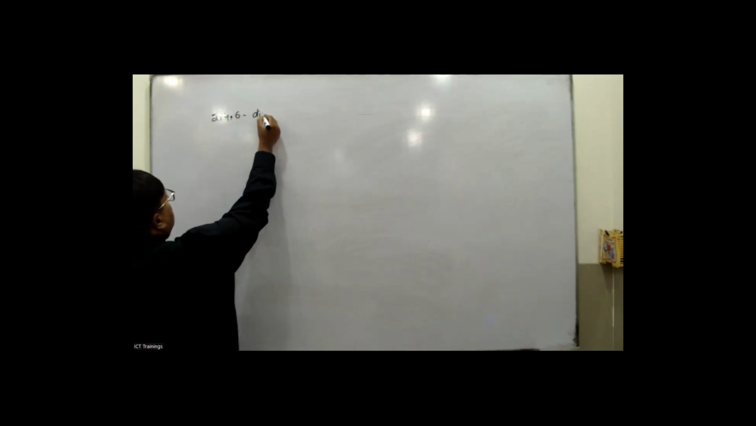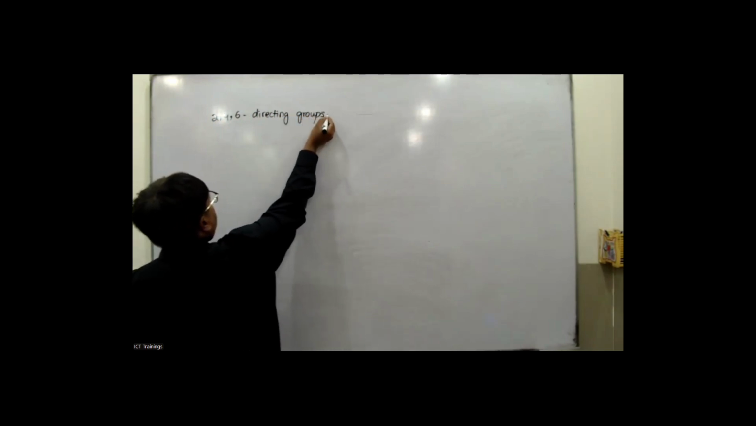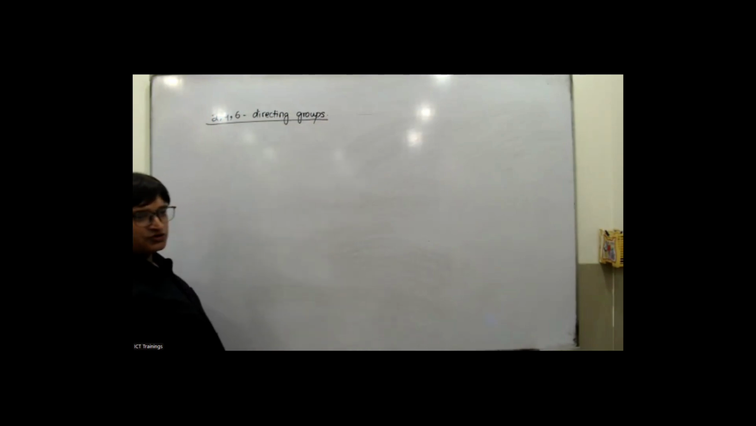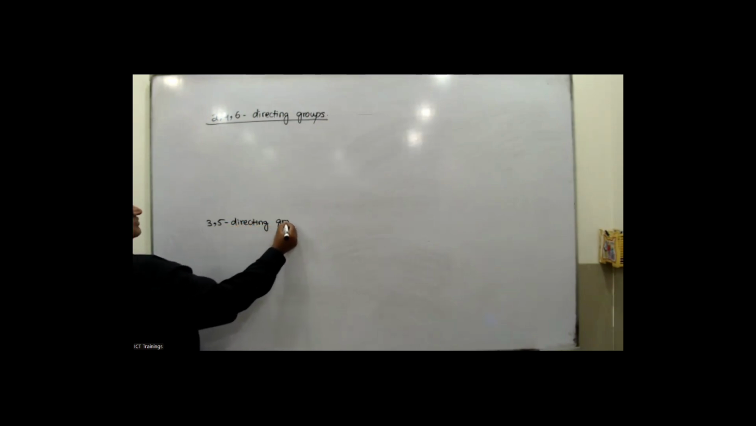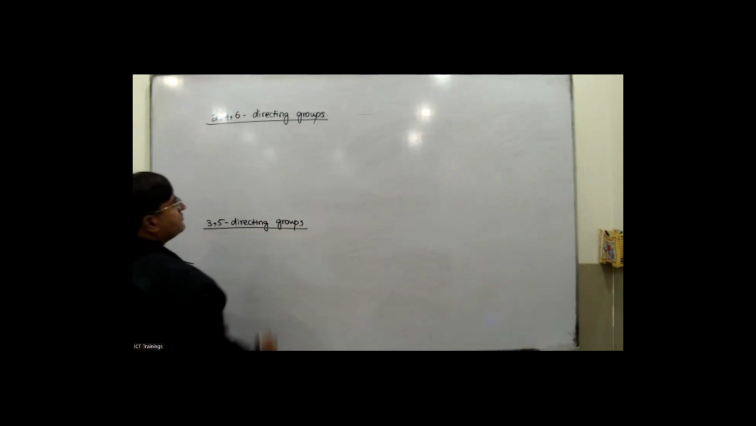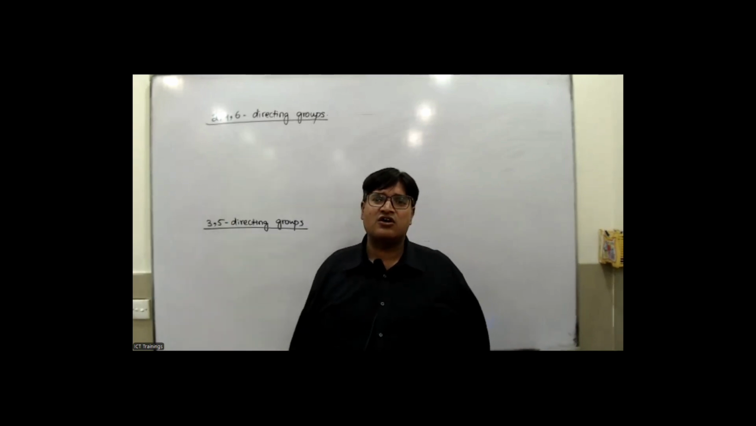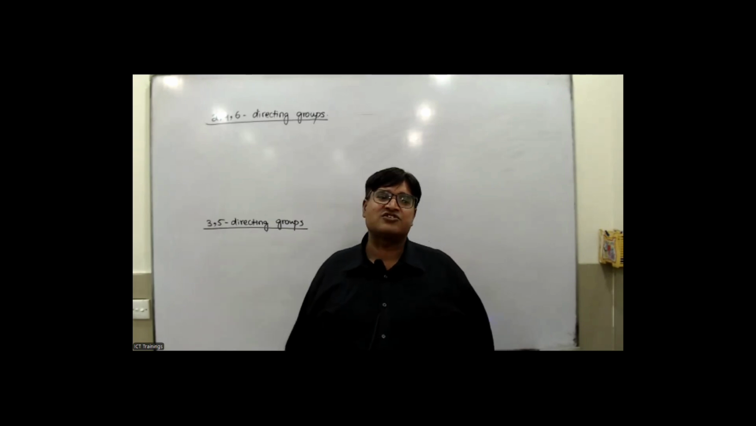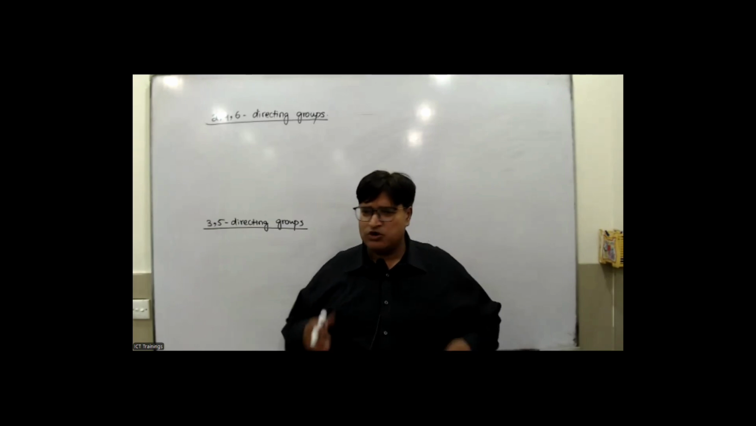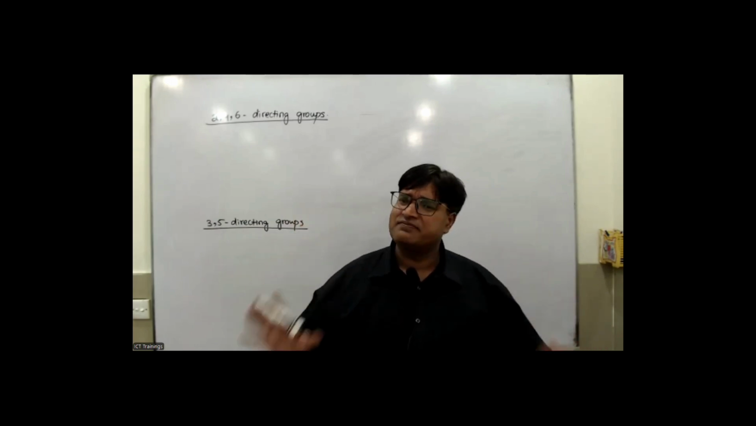2, 4, 6 directing groups, and we got 3, 5 directing groups. In some books, the 2, 4, 6 positions are called the ortho and para positions, and the 3, 5 position is called the meta position. But I'm not going to go into detail or tell you anything complex. I'm telling you a very, very simplified thing.